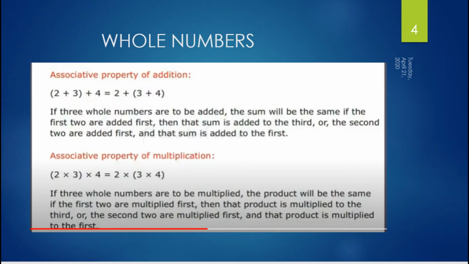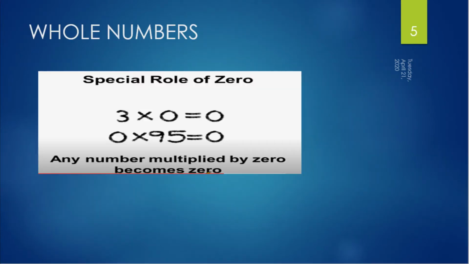Then comes the associative property of multiplication. If three whole numbers are to be multiplied, the product will be the same. If the first two are multiplied first and the product is multiplied by the third, or the second two are multiplied first and the product is multiplied by the first, exactly like addition. 2 into 3, within the bracket, multiplied by 4, equals 2 multiplied by, within the bracket, 3 into 4. So 2 3s are 6, 6 multiplied by 4 is 24. In the other case, 4 3s are 12, 12 2s are 24. So the answer will remain the same.